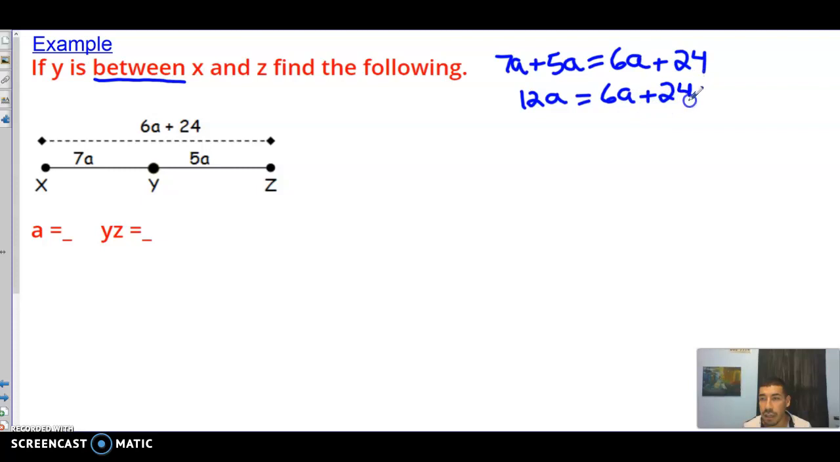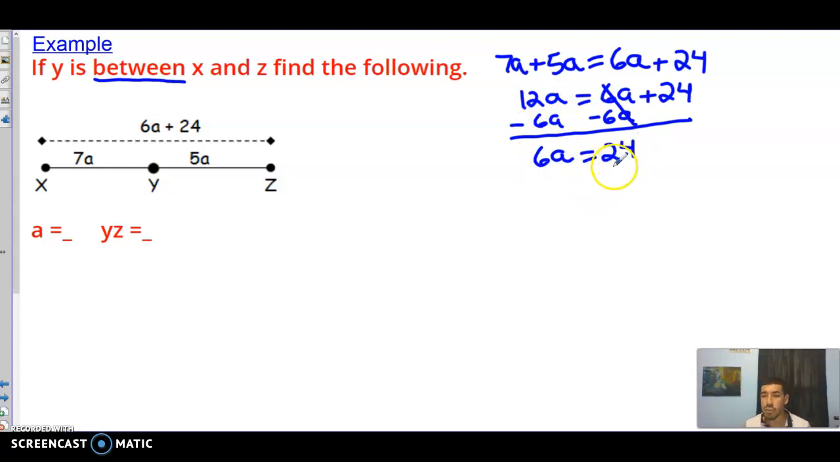Now let's combine the a's on one side. So what I'm going to do is I'm going to subtract 6a from both sides. And what that's going to do is that will cancel my a on the right side, now leaving me with a on the left side only. So 12, take away 6, you got 6a equals 24.